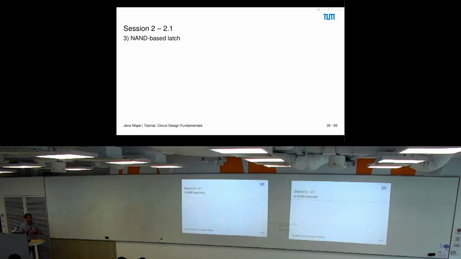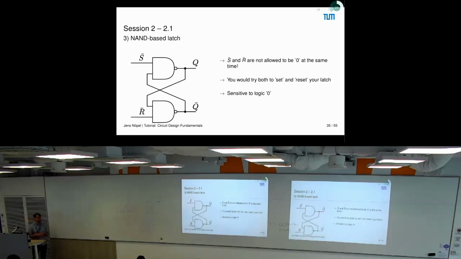All right. I hope everyone has a NAND-based latch already, and it looks like this one. The important difference here is that it is now sensitive to logic 0. So you usually depict this as not S and not R, meaning that if here is a 0, then we have to reset, and if here is a 0, then we have to set, instead of a 1. This is the main difference here.